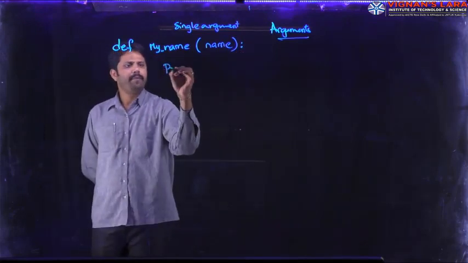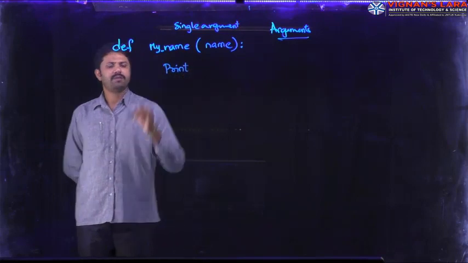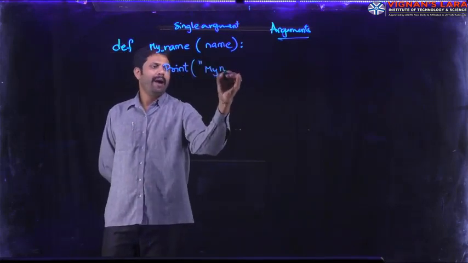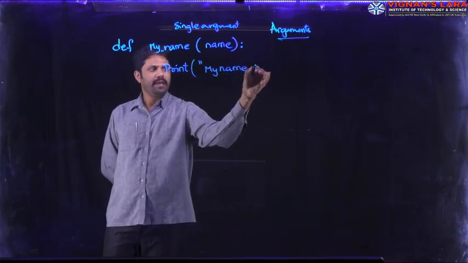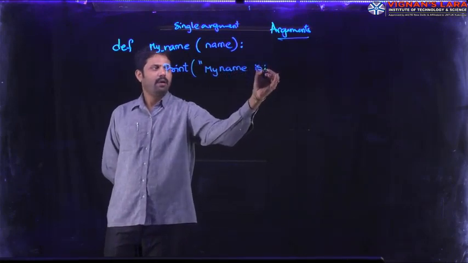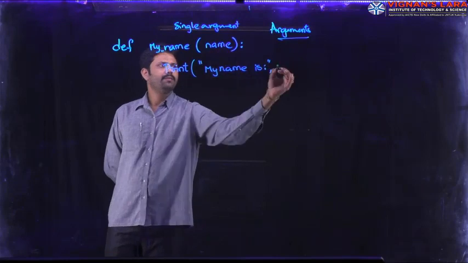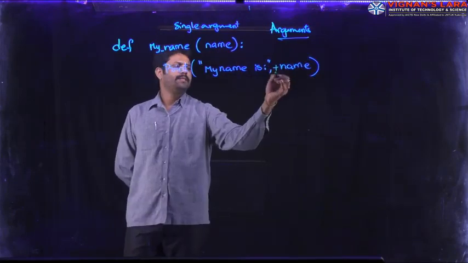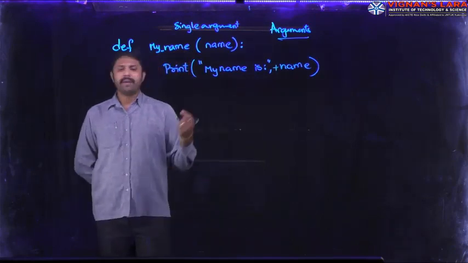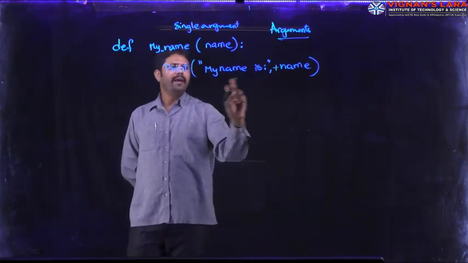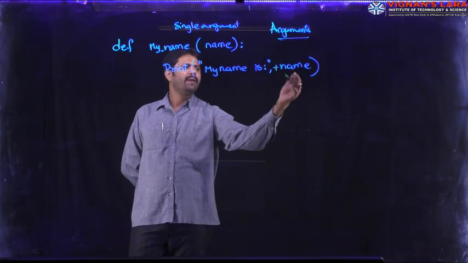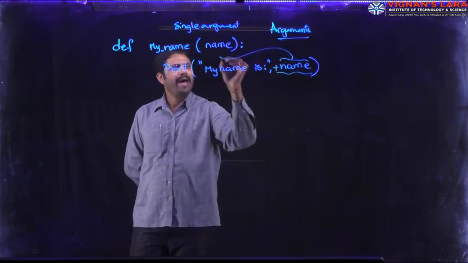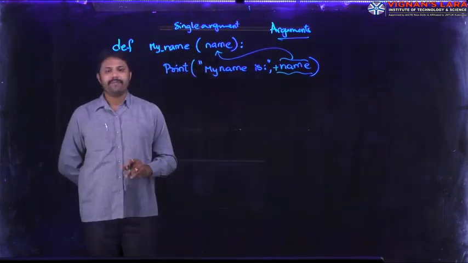Now I use a print statement. Print "my name is", plus symbol, name. So simply it prints my name is name. What is name? Name is a value that I pass to this function.